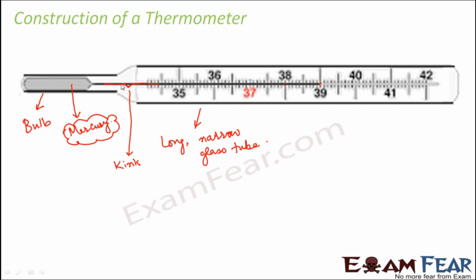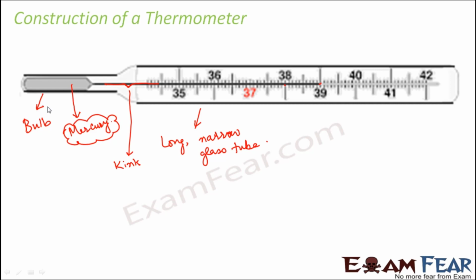Now you might ask, what is the need of having a kink? Why do we not want the mercury level to fall back on its own? Because if there is no kink, as soon as you take the thermometer out of your mouth, the mercury level will fall back. Because when you bring it out, obviously this bulb is no more in contact with the hot object, right? It is no more in contact with your tongue. So the mercury level will fall back. So how will you read the temperature?